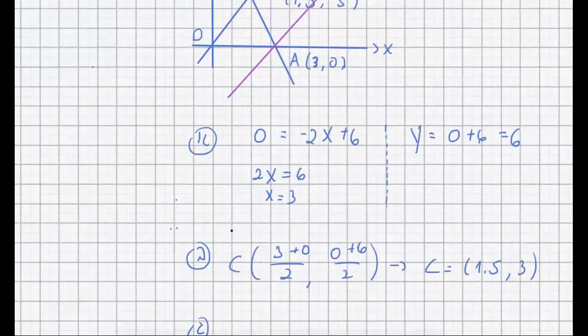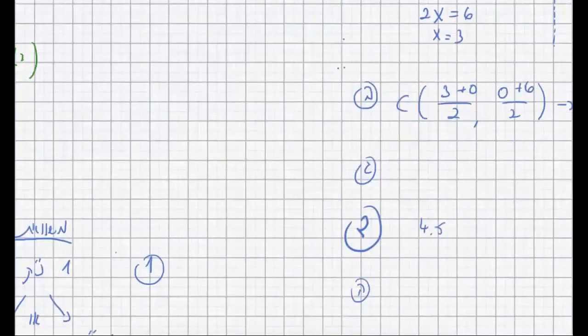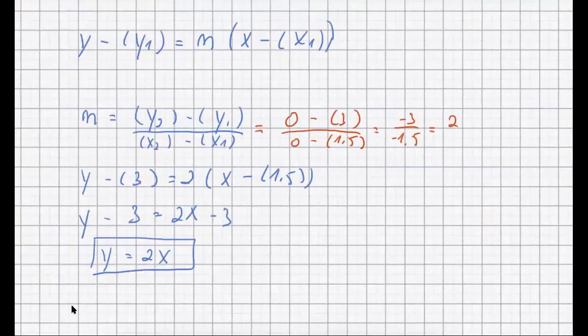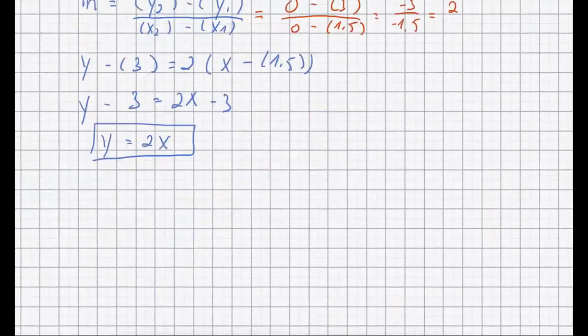No, y equals 2x is the equation of the line. The slope is m. So now we know that we have 1 point, which is (3,0), and we have the slope, m equals 2. Now the formula of the line is like that: y minus y1 equals m times x minus x1.